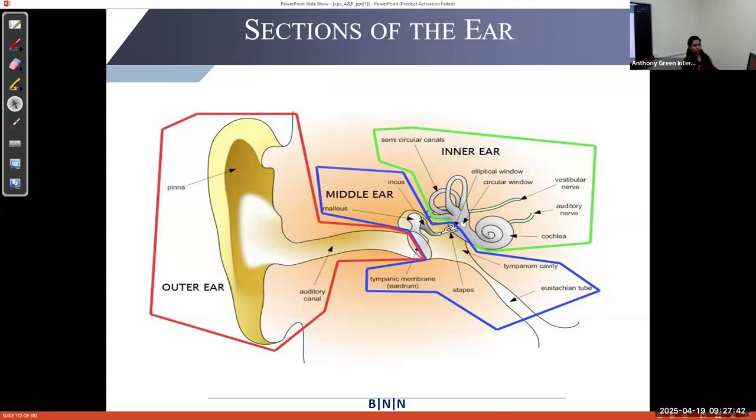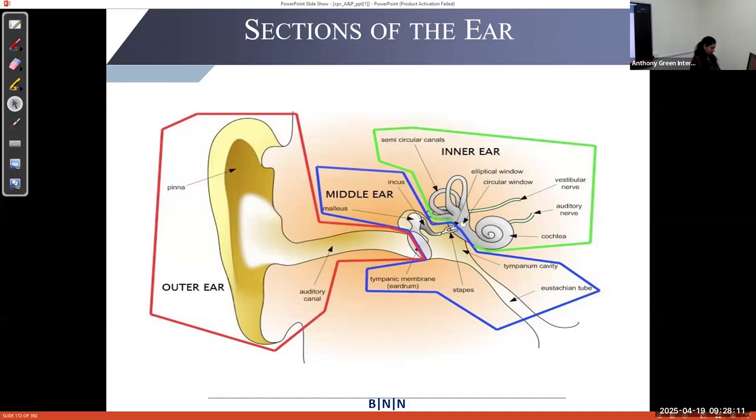So what do we have? How do we divide? Ear is divided into three major portions. You can see outlined red, blue, green. Yes, outer, middle and inner ear. Based on that, we have each structure. In the outer ear, what we see is pinna. That is the outer ear. But what do we have? Auditory canal we have.